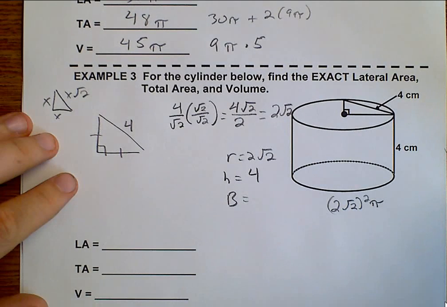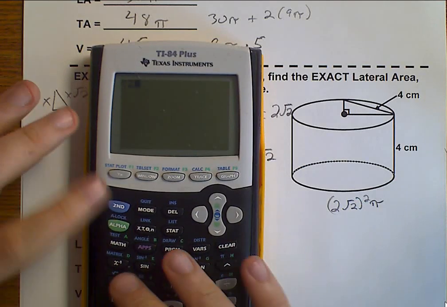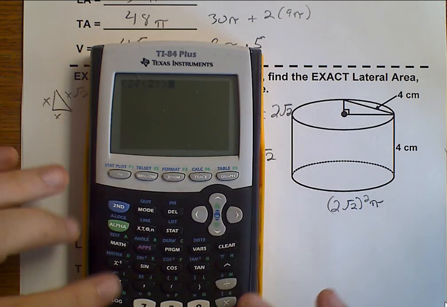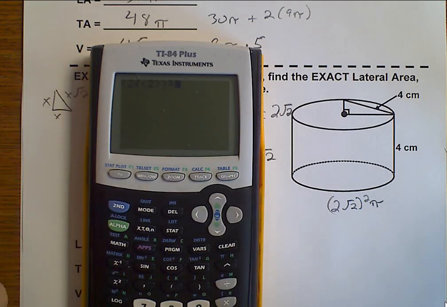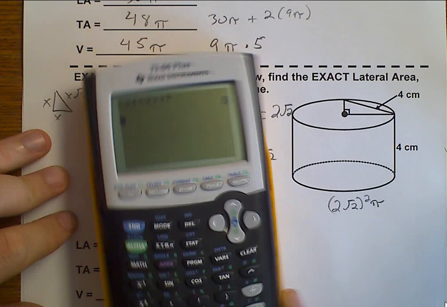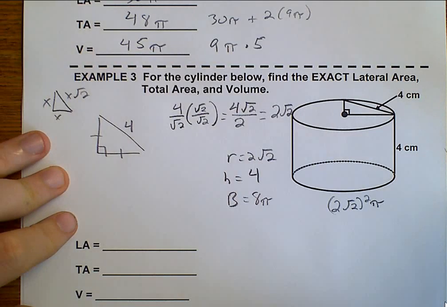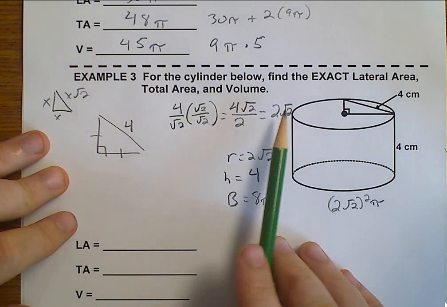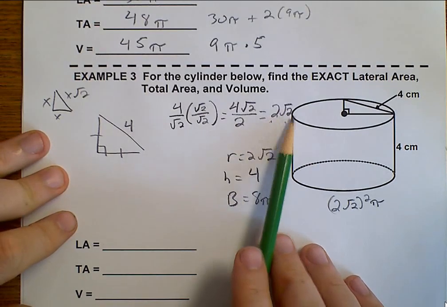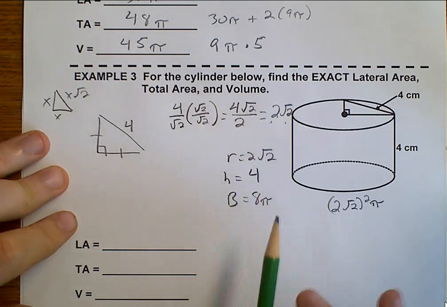Well, if I put in the calculator 2 square root of 2 squared, I get 8. And the reason for that is kind of simple. 2 times 2 is 4. Square root of 2 times the square root of 2 is the square root of 4. The square root of 4 is 2. So 4 times 2 makes 8.